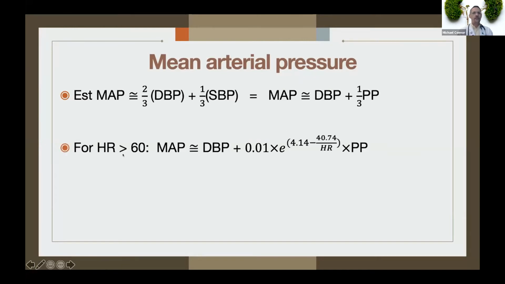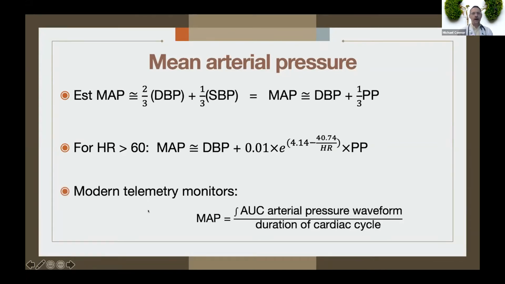For people who have a heart rate of greater than 60, you can also calculate it in a much more complicated way, which is to take your diastolic blood pressure times this factor, which is obviously not something I can do on rounds in my head, and then multiply that by your pulse pressure. And it's important to know that modern telemetry monitors that use arterial lines actually do not use these calculations. When you have an arterial line in, they're calculating MAP by integrating the area under the curve of the arterial pressure waveform and dividing that by the duration of the cardiac cycle.